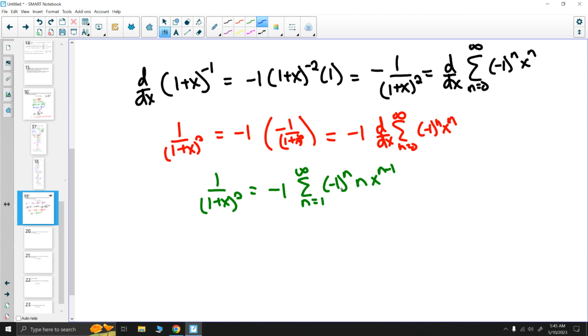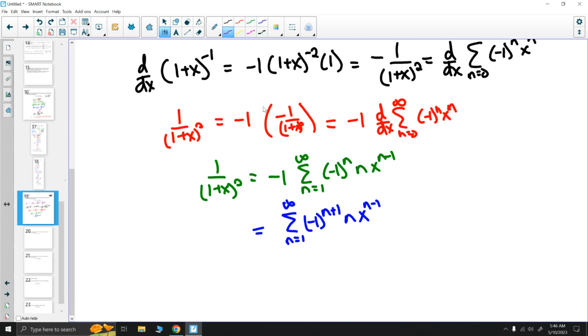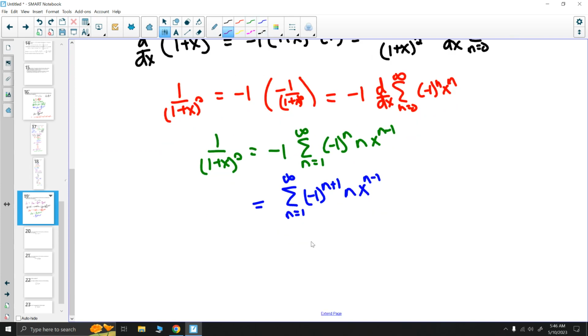Okay, so now we're just going to do a bit of cleanup work. I'm going to put this negative 1 in. So we get the sum n equals 1 to infinity of negative 1 to the n plus 1, n x to the n minus 1. And we might as well, while we're at this, write this as starting at 0. Whoa, terrible sum. All right, n equals 0 to infinity. We're subtracting this by 1, so all the n's need to add by 1. So this would be negative 1 to the n plus 2, n plus 1, x to the n.